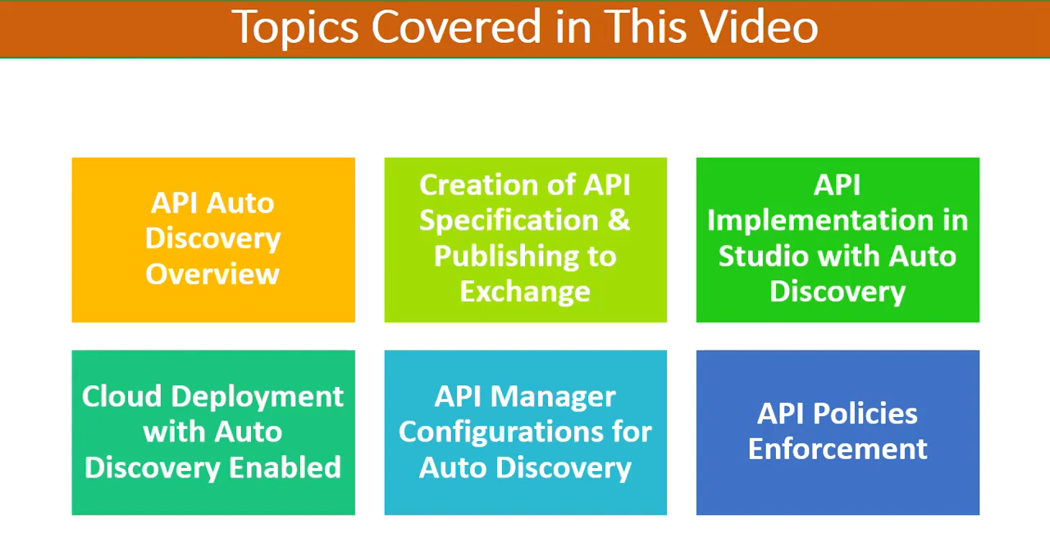Once we have this high-level understanding of the API auto discovery feature, this tutorial is going to be very interesting and quite beneficial for all of you, because we are covering the entire life cycle of our API. We are going to design our API specification. We are going to publish it into the Exchange. We are going to do the implementation in Anypoint Studio. We are going to do the deployment to CloudHub, and we will be seeing it from the Runtime Manager.